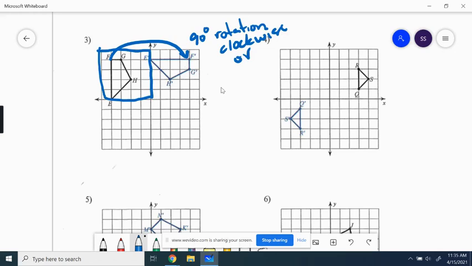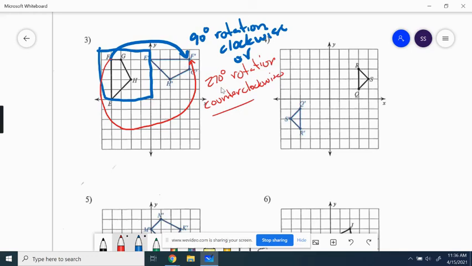Or, okay, I'll do a different color. Or if I'm thinking about a counterclockwise, well, this would be 90 to this quadrant, 180 to this one, or 270 to here. So this would be either a 90-degree clockwise or a 270-degree rotation counterclockwise.